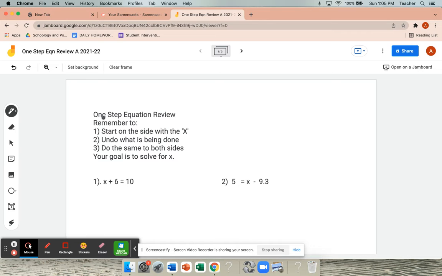Now, remember, one-step equation review. Remember to start with the side on the x. Always start where the variable is. Undo what is being done and do the same to both sides. And your goal is to solve for x.